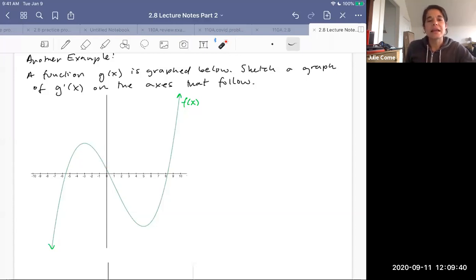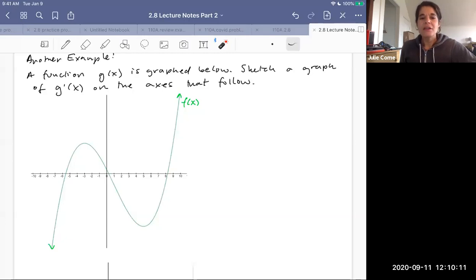In cases like this, when we want to graph the derivative from the function, we're going to look for key features. Essentially, we're going to look for places where the derivative function is going to have a height of 0, where it's going to have a positive height, where it's going to have a negative height, and in what direction it will be going. All right, so let's take a look at that.